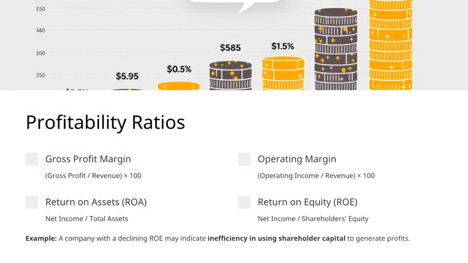Profitability ratios. Gross profit margin equals gross profit/revenue times 100. Operating margin equals operating income/revenue times 100. Return on assets (ROA) equals net income/total assets. Return on equity (ROE) equals net income/shareholders' equity. Example: a company with a declining ROE may indicate inefficiency in using shareholder capital to generate profits.